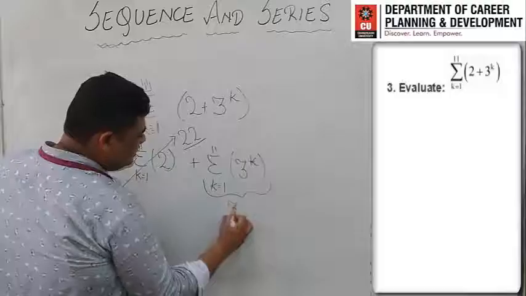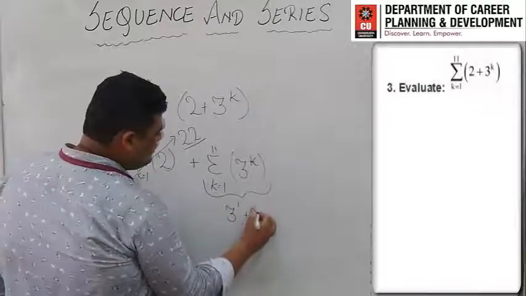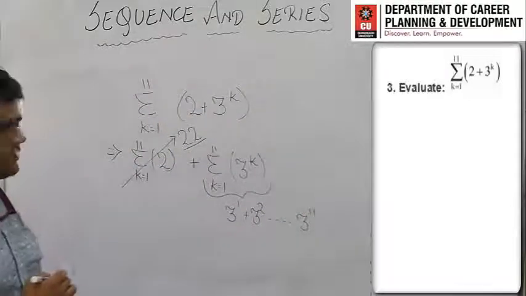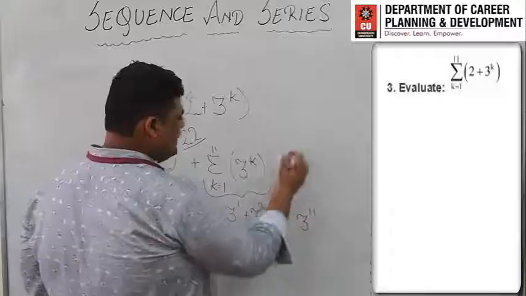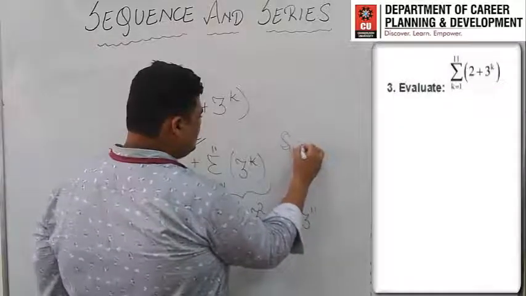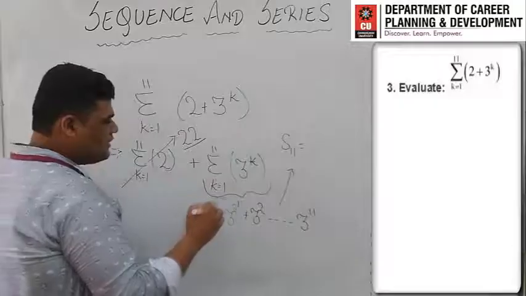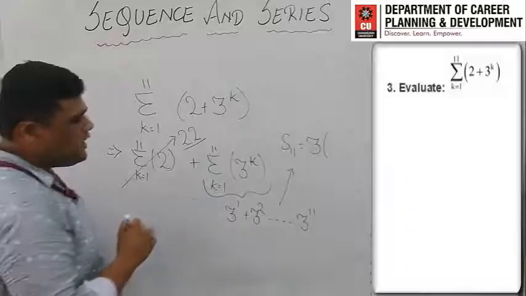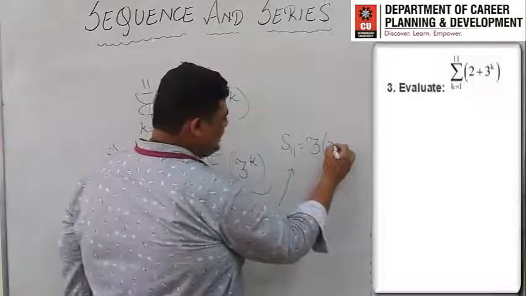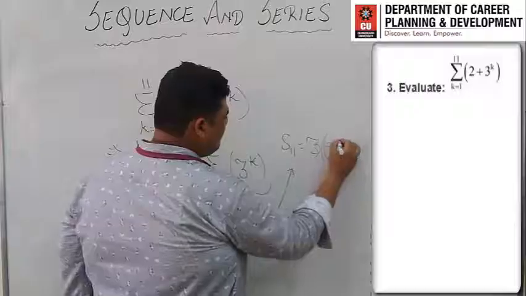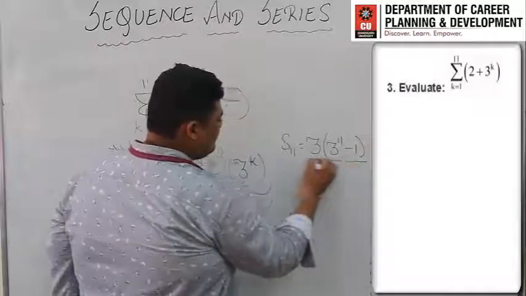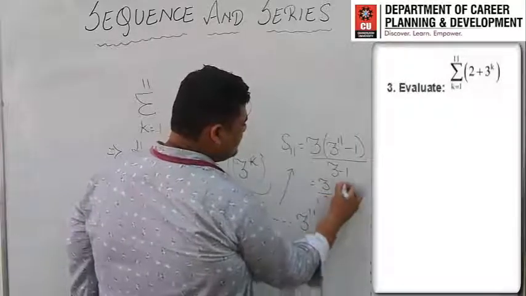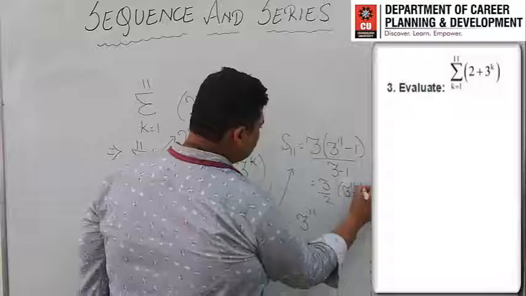The value of this will be 3 to the power 1 plus 3 to the power 2 continuously till 3 to the power 11. This is the total sum that we have to find. So the total sum will be the sum of 11 terms. Here the sum of 11 terms will be a, that is 3, multiplied by r to the power n, so r, that is 3 to the power 11 minus 1, divided by 3 minus 1. This we can write as 3 by 2 multiplied by 3 to the power 11 minus 1.